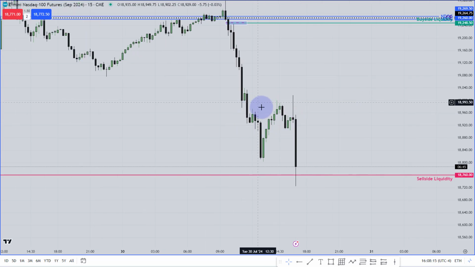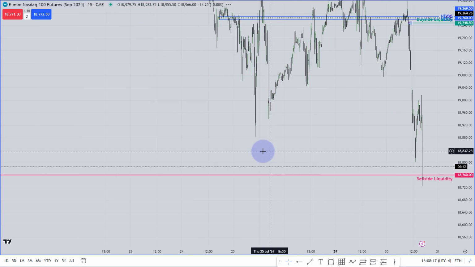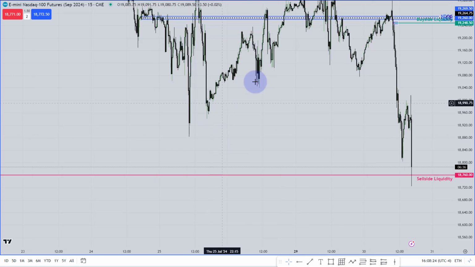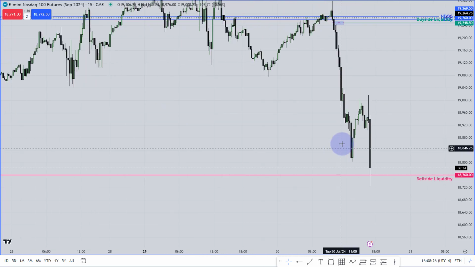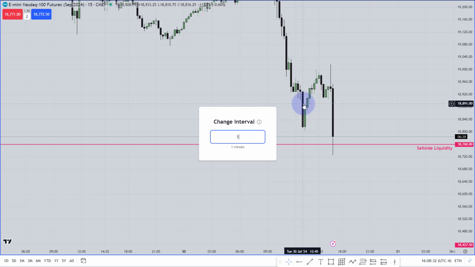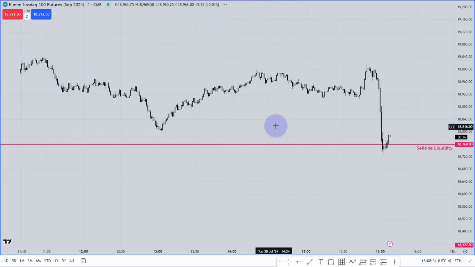I would love to talk about this PM session. When the market came to that area, it had taken all of this sell side liquidity. Remember, this was the sell side liquidity. This is the low of Thursday. The market has taken all of this sell side liquidity. I was looking for a buy. So I would love to mark the fair value gap. I will mark the fair value gap later. First, let me go to the 1 minute chart.